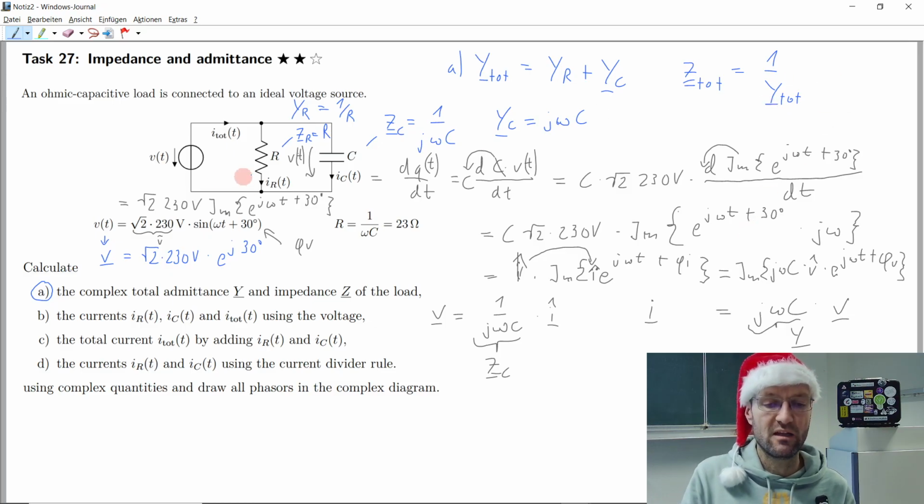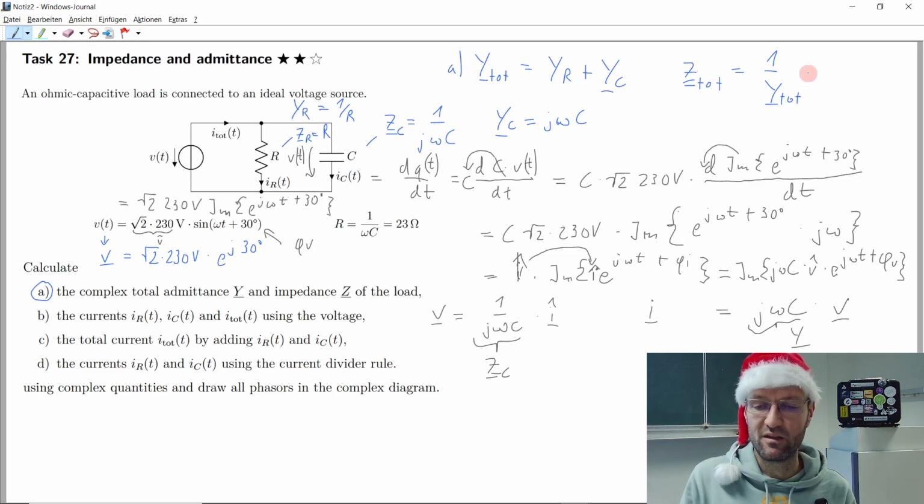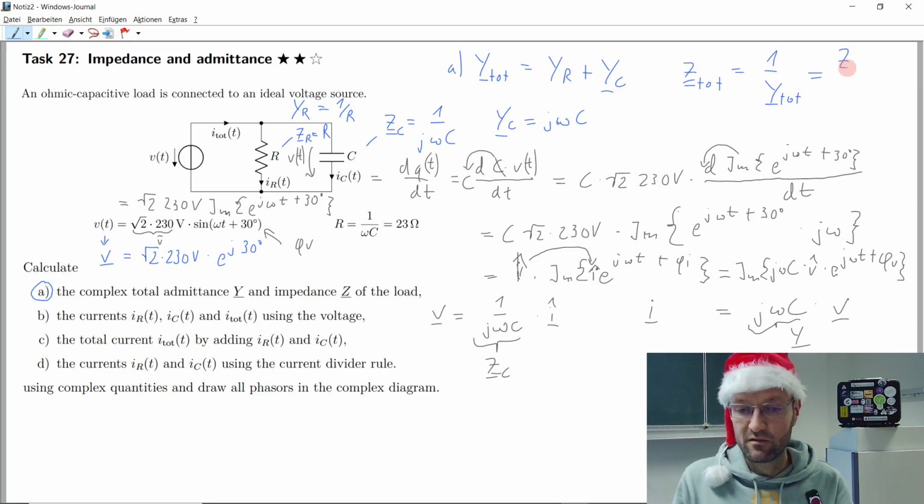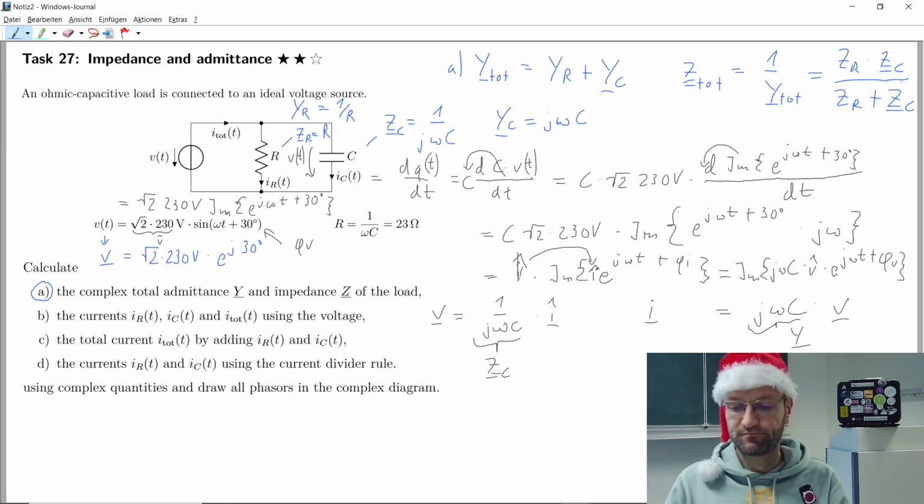Or how would you calculate the total or equivalent resistance of two resistors that are in parallel? If you have two resistors in parallel, if you want the total equivalent resistance. Yeah, the product divided by the sum. So we should also be able to calculate this as ZR multiplied with ZC divided by ZR plus ZC. Product divided by the sum.